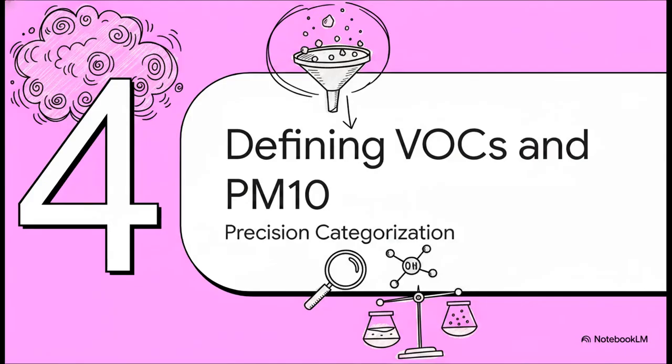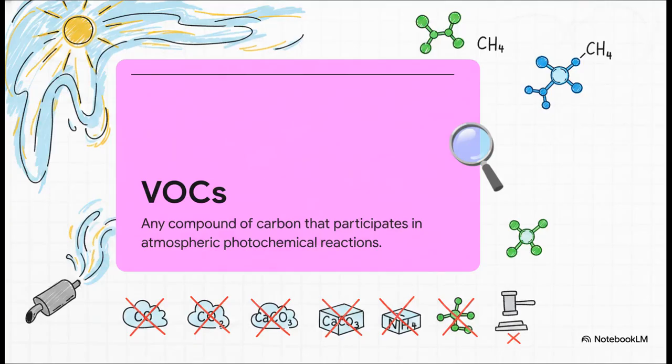All right, Section 4, defining VOCs and PM10, precision in categorization. Let's look at non-methane volatile organic compounds, or VOCs. The standard defines this as any compound of carbon that participates in atmospheric photochemical reactions. But watch your exclusions really carefully here. You do not include carbon monoxide, carbon dioxide, carbonic acid, metallic carbides or carbonates, or ammonium carbonate. And crucially for this sector, you completely exclude methane. Plus, you also exclude any compounds designated under applicable jurisdictional laws as having negligible photochemical reactivity.